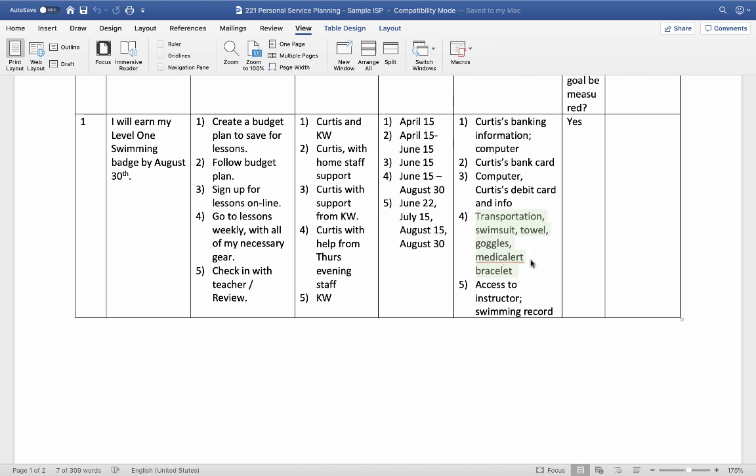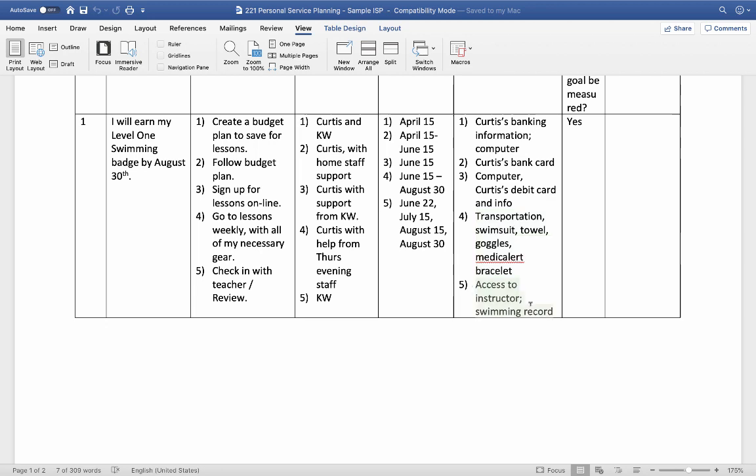He needs his goggles. Maybe he has a medical alert condition. He needs to take his bracelet. Now, what if I didn't already have these things? Then I would have to create a step over here to arrange them. For example, if he didn't have a bus pass, that would be one of my steps.